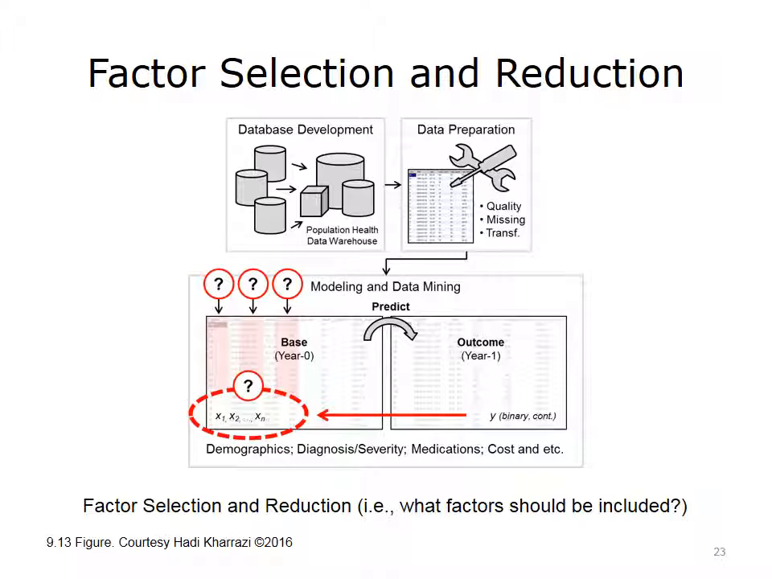The top half of the diagram refers to the starting point of the population health modeling process. The bottom half of the diagram shows the modeling and data mining phase of this process. The highlighted columns of the base dataset show that only a segment of the data is going to be used for model development and training.